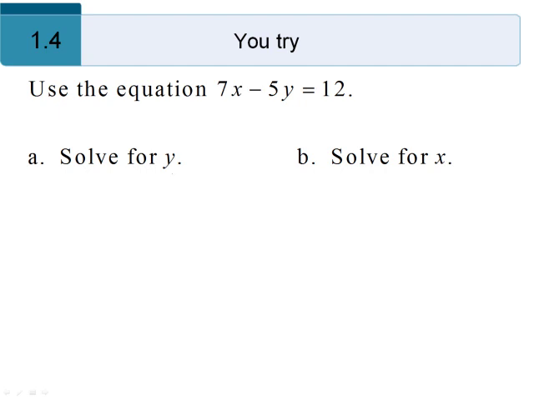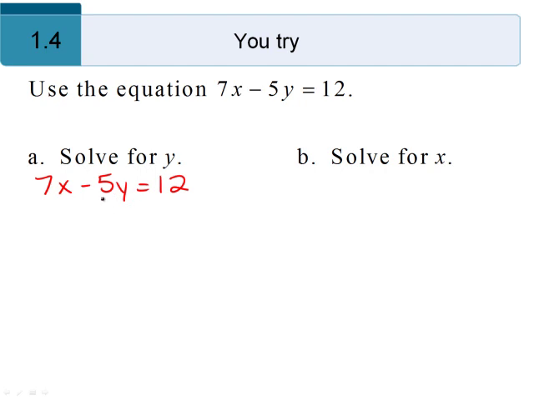So let's get started. It says use the equation 7x minus 5y equals 12 to do these two problems below. So on A we want to solve for y. In other words, we want to get y all by itself. So let me get my pen. Okay, so we're going to write out the equation 7x minus 5y equals 12, and we want to get the y by itself.